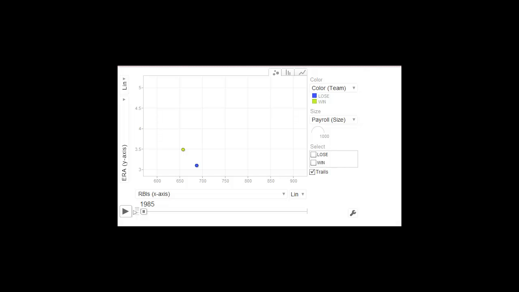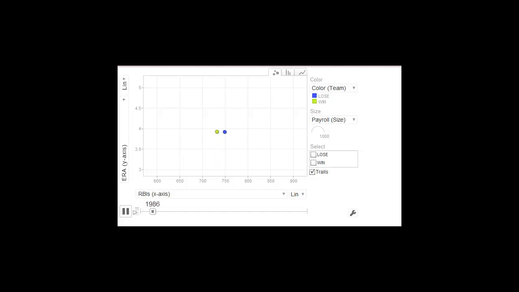Finally, let's isolate the World Series participants each year and see where they appear in the charts. The green bubbles are the winners each year. The blue are the losers. We would expect these teams to have strong pitching and strong hitting, so their bubbles should appear down and to the right. Will the bubbles be large?